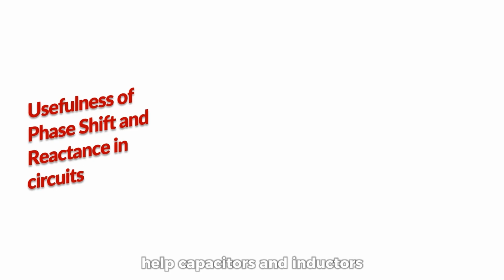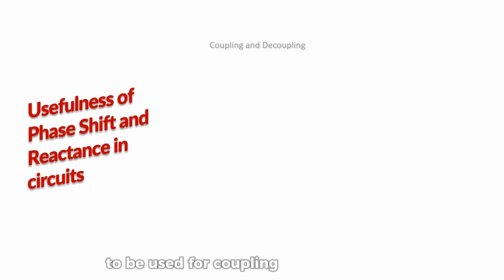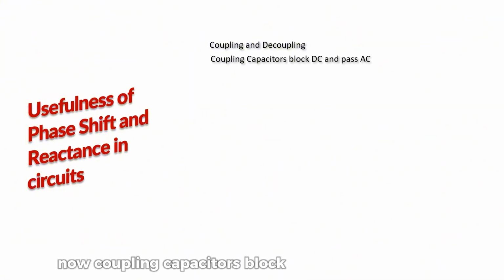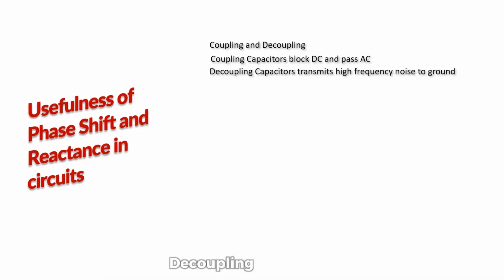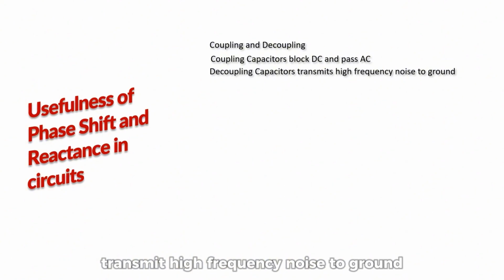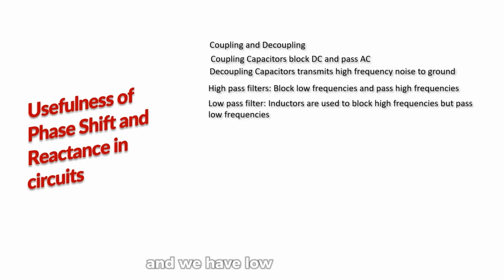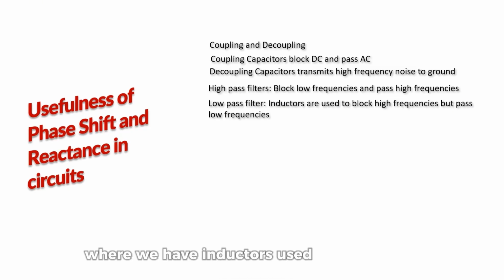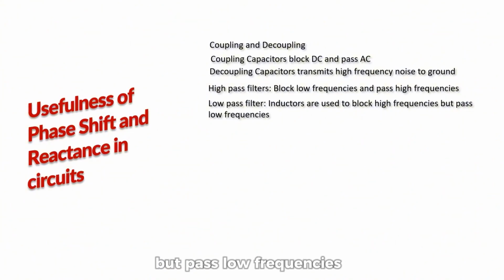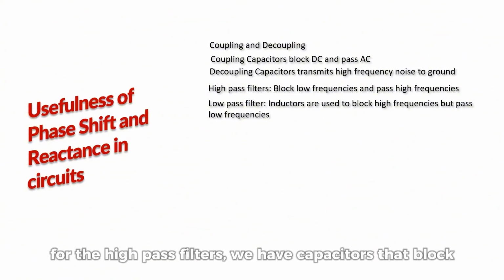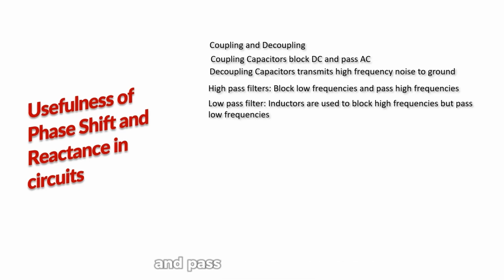These two properties, phase shift and reactance, help capacitors and inductors to be used for coupling and decoupling. Now, coupling capacitors block DC and pass only AC. XC, which is the capacitive reactance, is highest at f equal to 0 Hz. Decoupling capacitors transmit high-frequency noise to ground. They can also be used as filters, and we have high-pass filters, blocking low frequencies and passing high frequencies. And we have low-pass filters, where we have inductors used to block high frequencies, but pass low frequencies. For the high-pass filters, we have capacitors that block low frequencies and pass high frequencies.